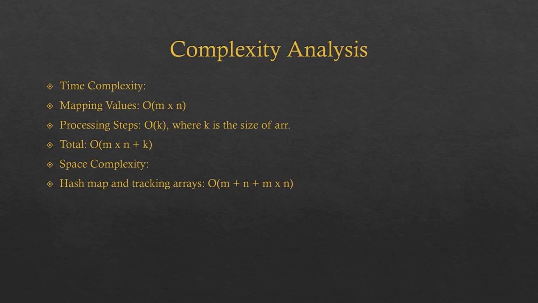Let's analyze the time and space complexity of this solution. The time complexity is O(m + m times n) for mapping the values in the matrix to their positions, plus O(k), where k is the number of painting steps in the array. So the overall time complexity is O(m times n + k). As for space complexity, we use a hash map and two arrays for tracking painted counts, which gives us a space complexity of O(m + m times n).